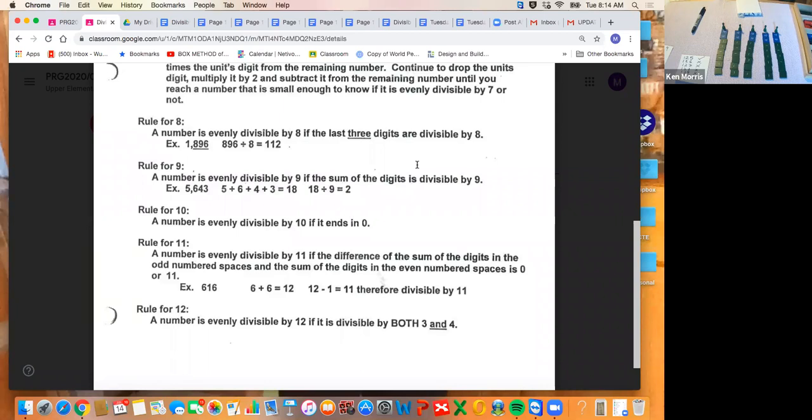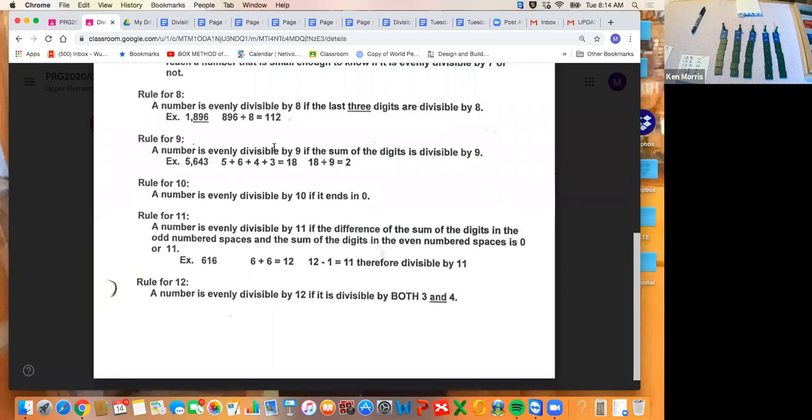All right, rule for 8. Again, if the last 3 digits are divisible by 8, then the whole number is. But again, you have to plug it into the calculator. I'm not sure what the value is.